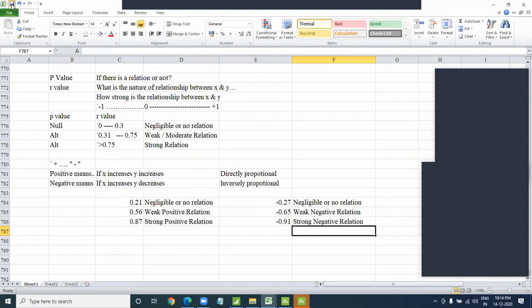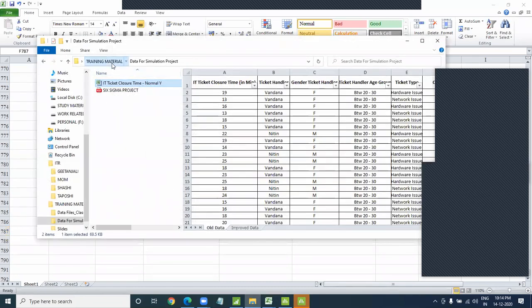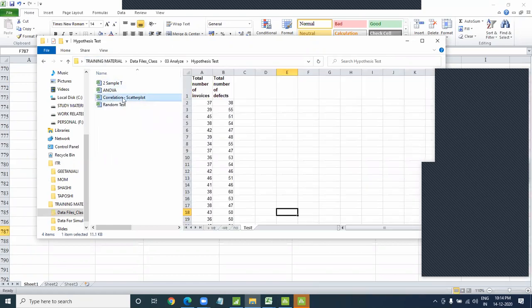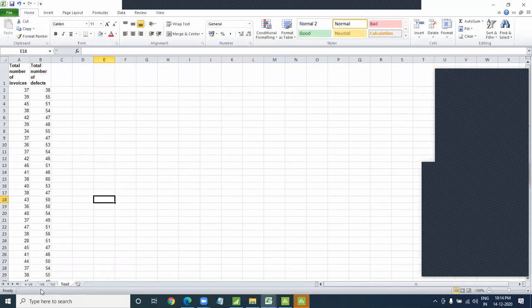So let's do the correlation test. We have another sample data which we can look into in the training material folder, which we definitely recommend you all to practice with. There's some testing data, capability tests, and hypothesis tests. There are sample files for you to practice on: sample T, ANOVA, correlations, and some random tests also. But this is what we're looking at: correlation and scatter plot. The correlation scatter plot is the test that we would like to see.